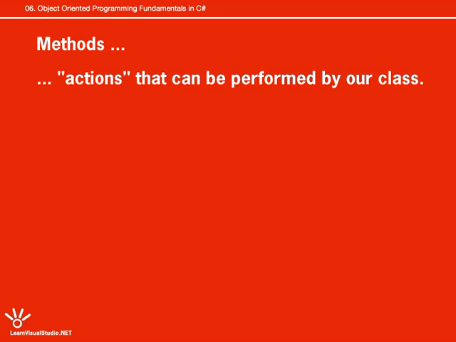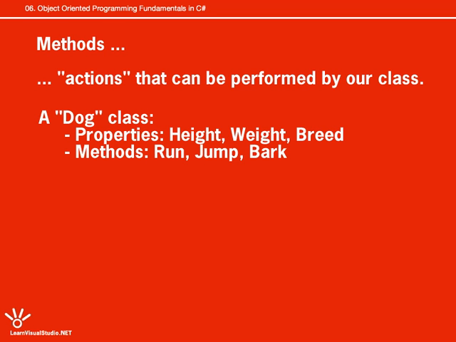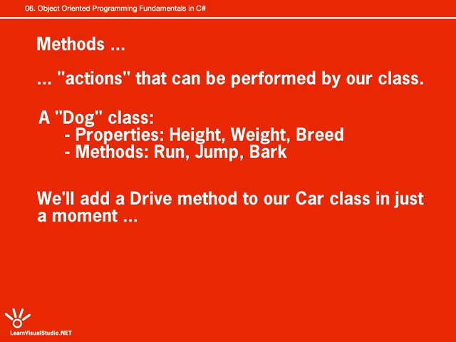Now, while a property describes something about an object, you can think of a method as an action that the object can perform. So in terms of a dog, for example, we might have properties that describe the dog's height, its weight, its breed, and so on. But the dog also has methods of run and jump and bark. And many times the run, jump, and bark methods depend on the property values of a dog. So for example, if the breed property of a dog is Golden Retriever, it might run or jump higher than a Chihuahua.